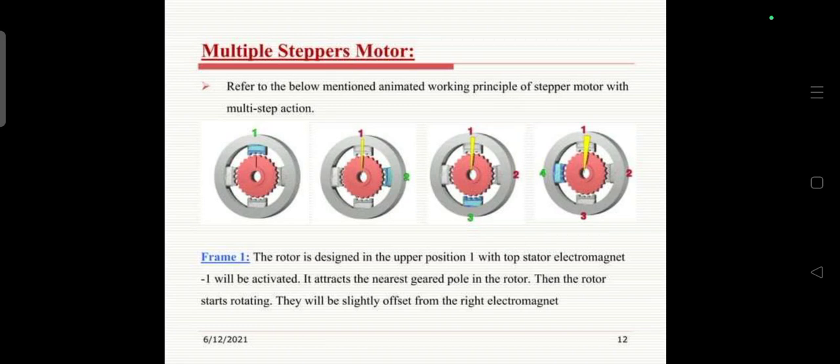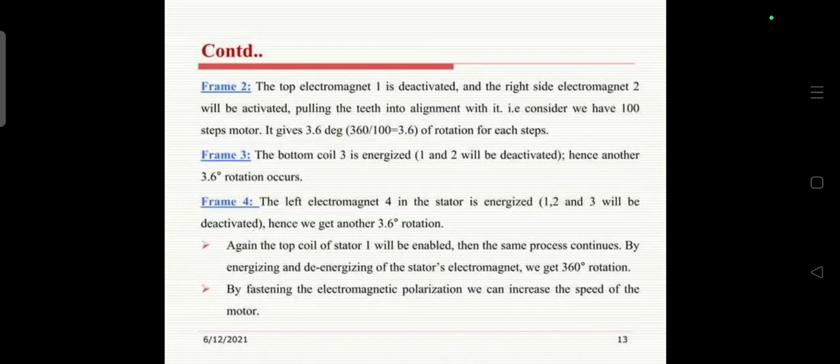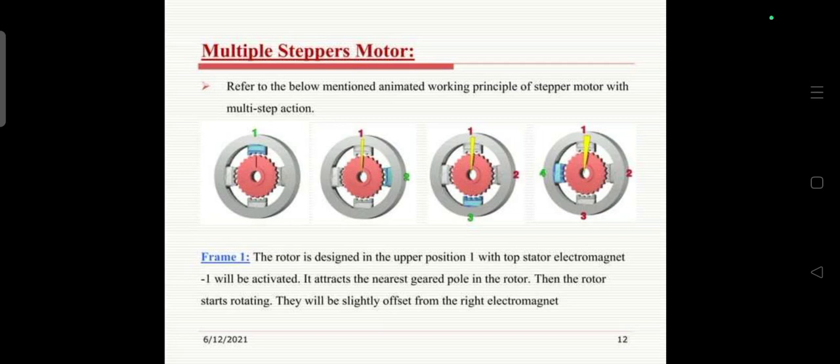Frame 3. The bottom coil 3 is energized. 1 and 2 will be deactivated. So this is the diagram. Hence, another 3.6 degree rotation occurs. Then the last one is frame 4. The left electromagnet 4 in the stator is energized. 1 to 3 will be deactivated. Hence we get another 3.6 degree rotation.